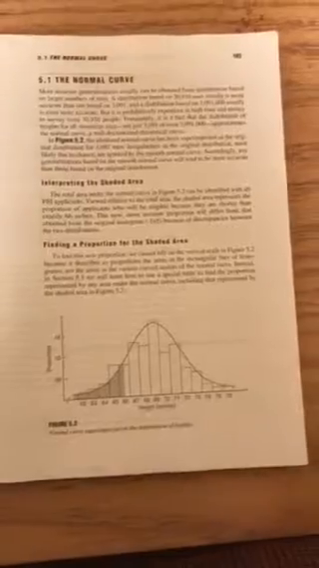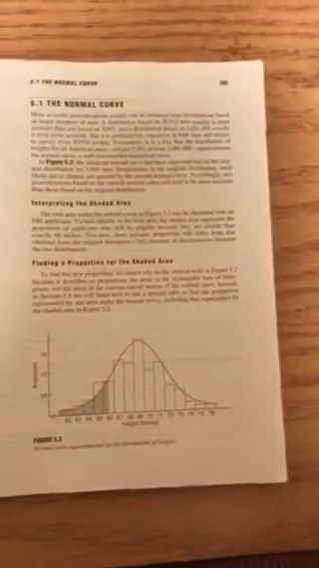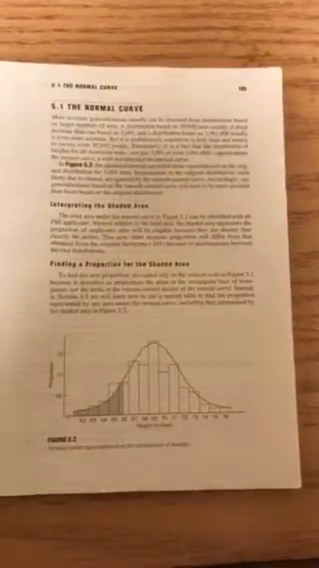Shaded areas like this represent portions of applicants who are eligible for a certain thing, whatever the target area is that you're looking at. And go into properties of the normal curve.